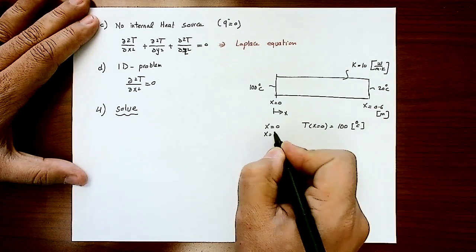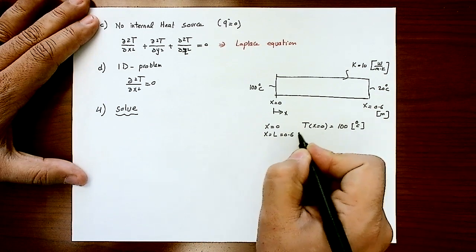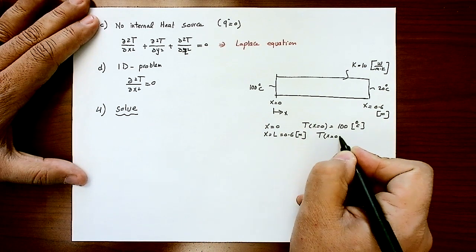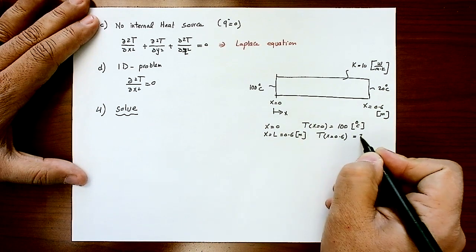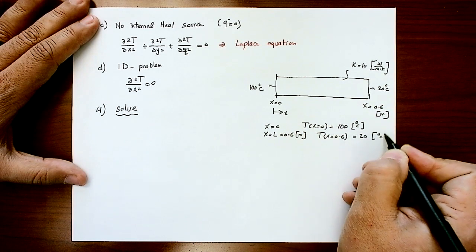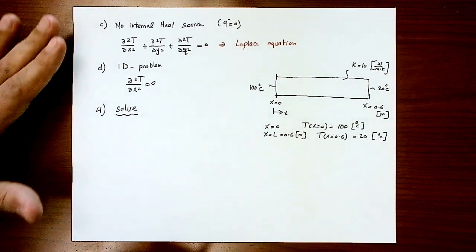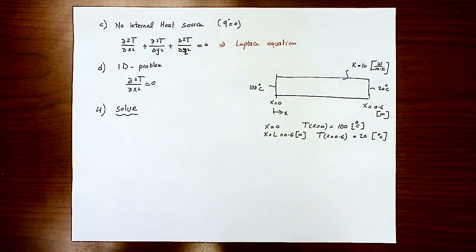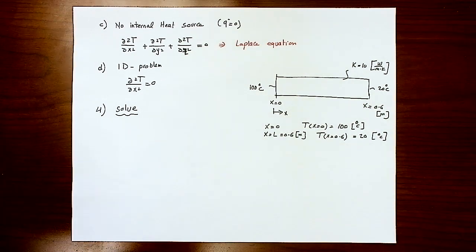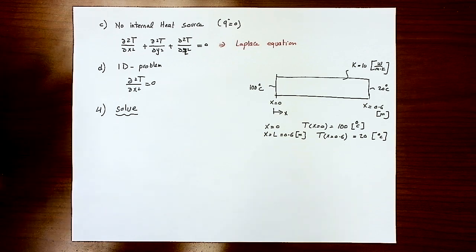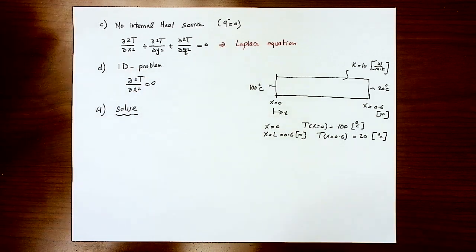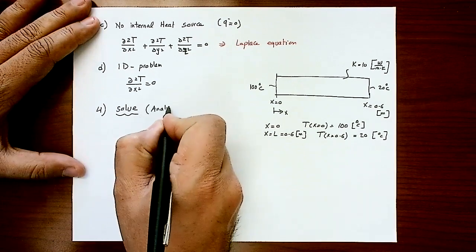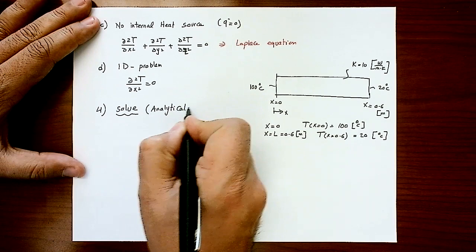At x equal L, which is 0.6 meter, the temperature is given by 20 degrees C. And it's obvious here, this is a Dirichlet boundary condition that has a fixed value at both sides of the boundary. So I will take that equation and I would like to solve that analytically. So I'm going to solve the analytical solution.